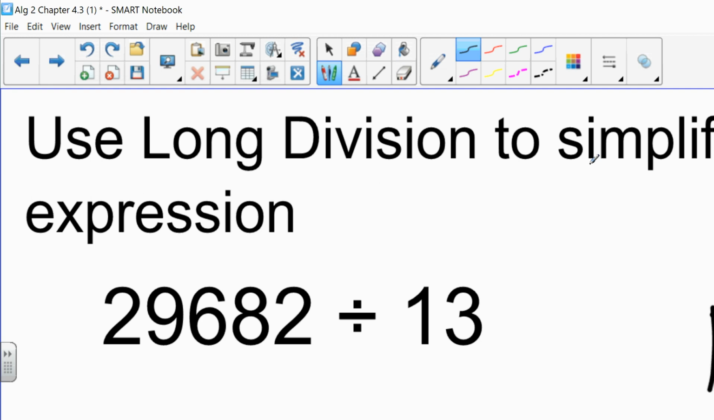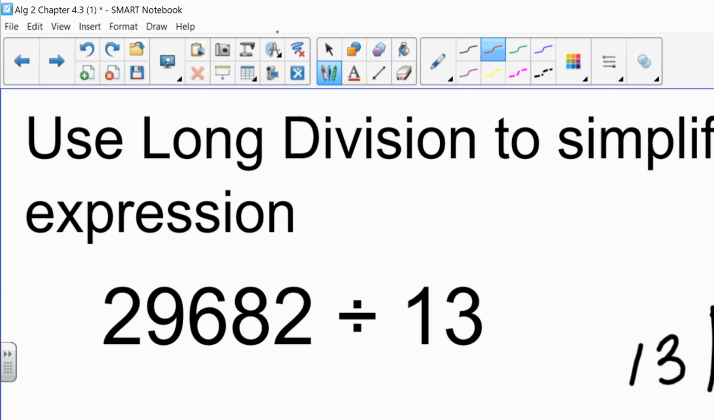All right, guys, so what we're doing today is we're going to be dividing polynomials by long division. Now, before we actually delve into dividing polynomial functions by long division, we're going to do one with numbers, because dividing two numbers by long division is very similar to what we're going to do with polynomial functions. So the number that we're dividing goes inside, and the divisor goes on the outside.